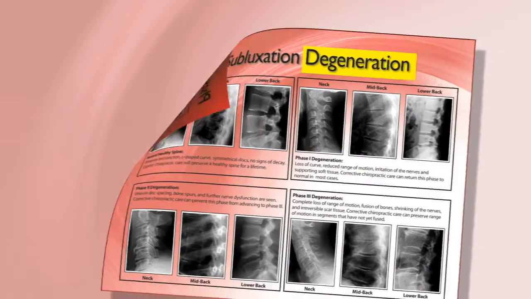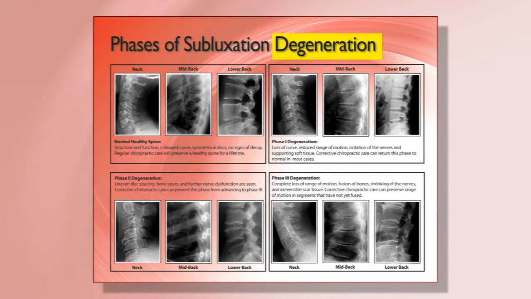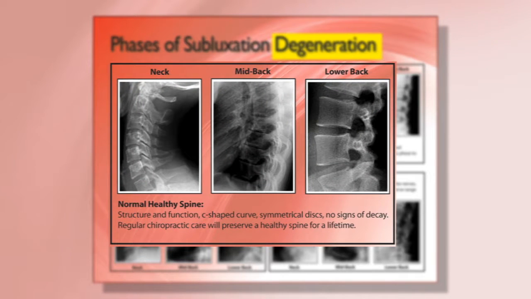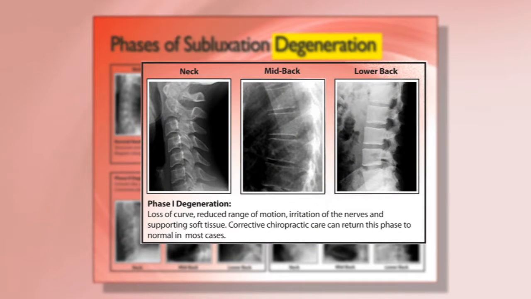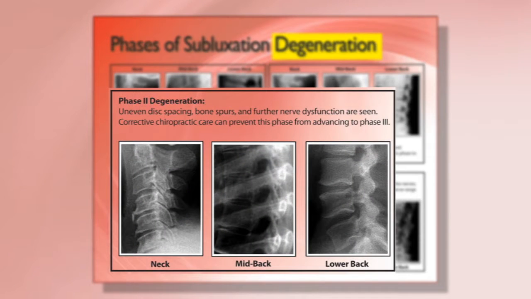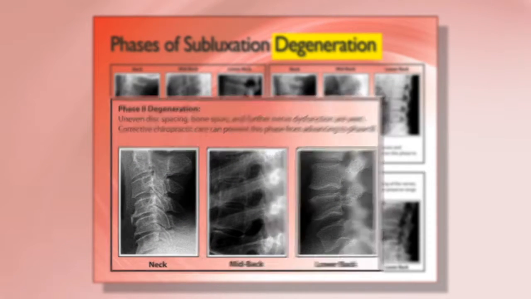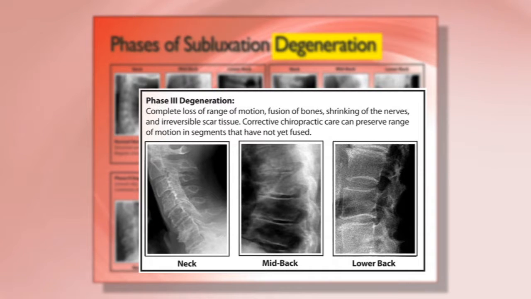Before reviewing your x-rays, it's important that you have a clear understanding of what your spine should and should not look like. On the x-ray pamphlet, notice that there are 4 quadrants. The top left quadrant contains normal x-rays of the spine taken from the side. The spines on the top right quadrant are all phase 1. Those in the bottom left are all phase 2. And finally, the bottom right are all phase 3 degeneration.